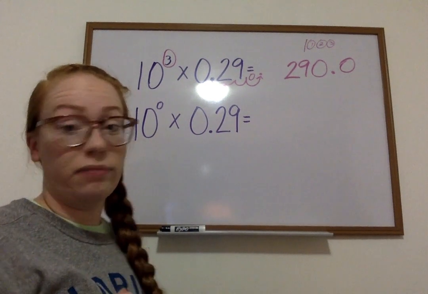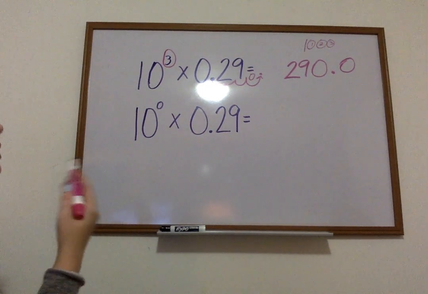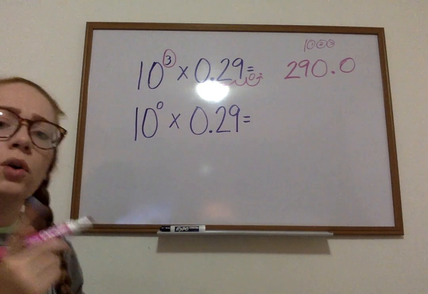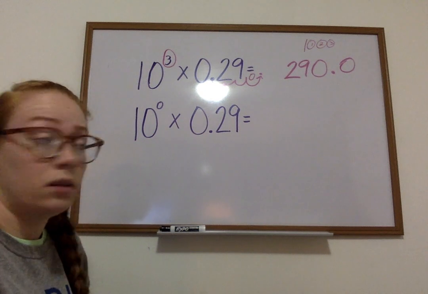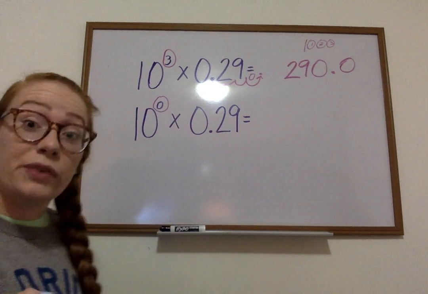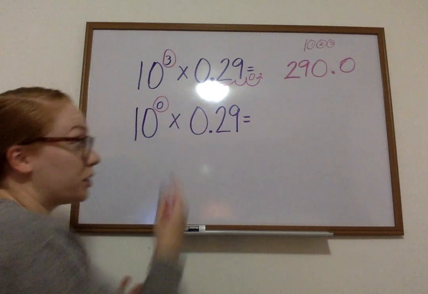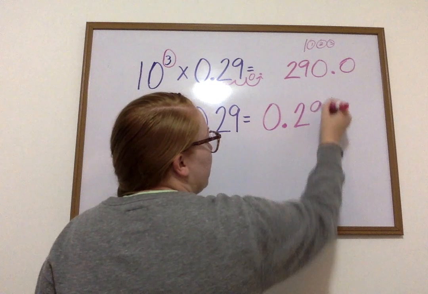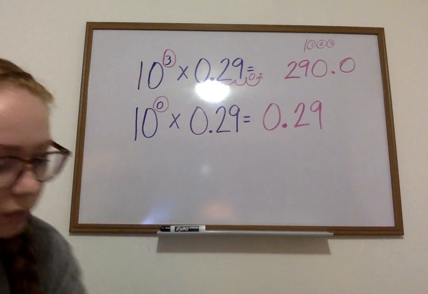Both numbers are equivalent. Next, I have 10 to the 0 power times 0 and 29 hundredths. Same thing. We can use our trick of moving our decimal to the right because we're multiplying by 10. Well, how many times are we going to move it to the right? 0 places. So 0 places meaning I'm not going to move it at all. So I'm just going to rewrite my equation as 0 and 29 hundredths. All right, let's move to the second half of what we're going to work on.